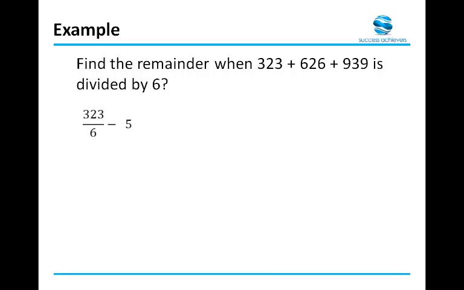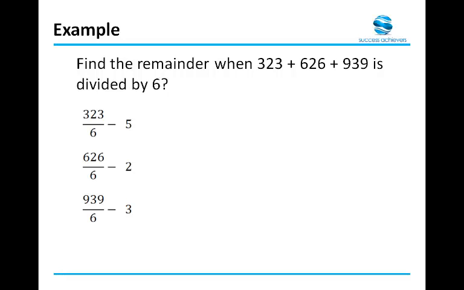So if I divide 323 by 6, 6 5s are 30, 23, that is 6 3s are 18. I get the remainder as 5. Now I divide 626 by 6. 6 ones are 6, 6 fours are 24. So I get 26 minus 24. The remainder is 2. Now divide 939 by 6 again and I get the remainder 3.